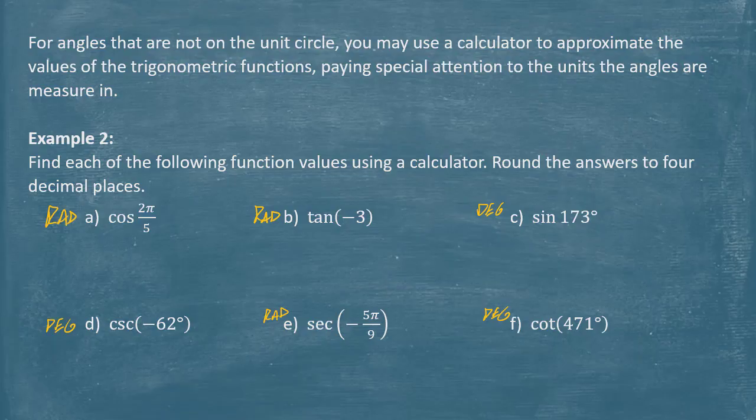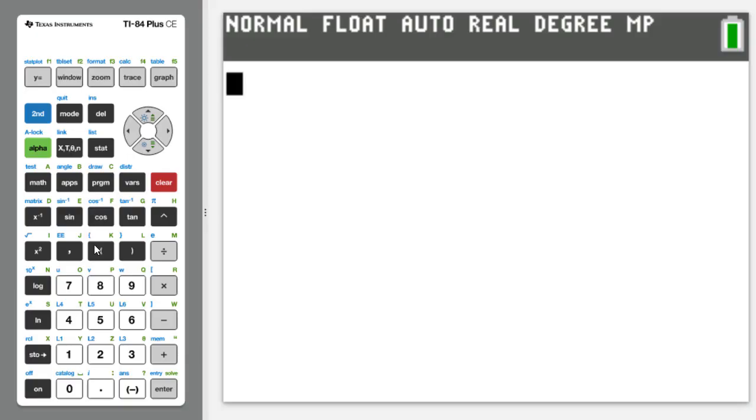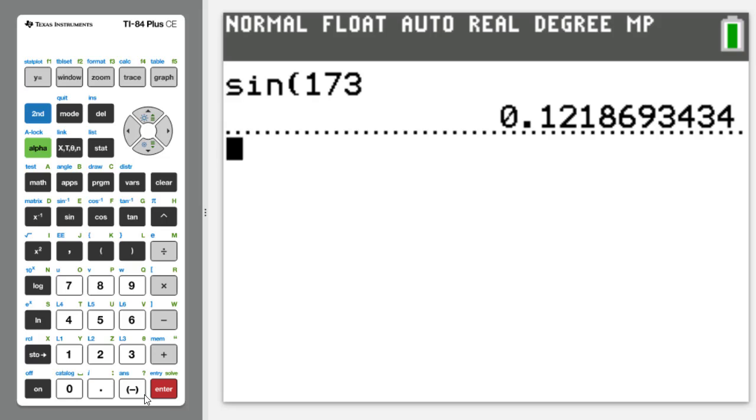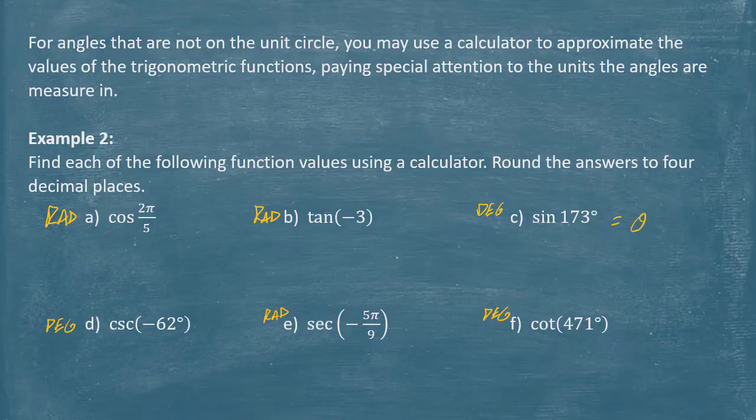So let's just do the first one, sine of 173 degrees. So just type sine 173, press enter, and it gives us our value. I think the instructions said around 4 decimal places, so 0.1219. Next one, cosecant. This will be a little bit trickier, this bottom row where it's all the reciprocals.